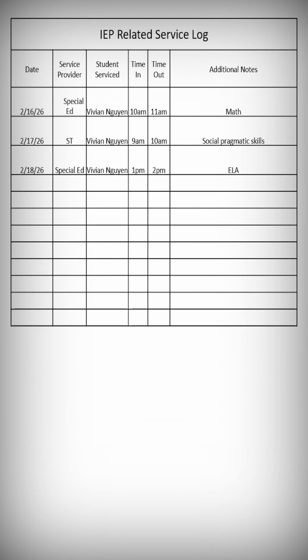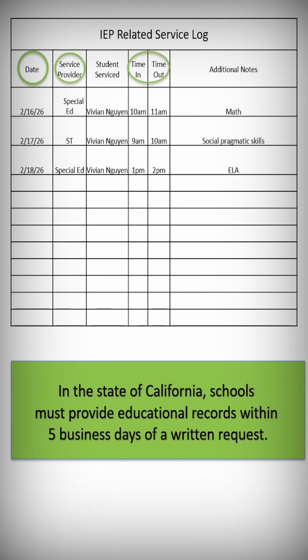If you think that your child isn't receiving the services listed on their service page, you can request the service logs. The school must document when services are delivered. A service log shows the date, the provider, and the minutes served. In California, the school must provide educational records within 5 business days of the written request. If the service was missed because of the school, not because your child was absent, you can request compensatory services to make up for that missed time.